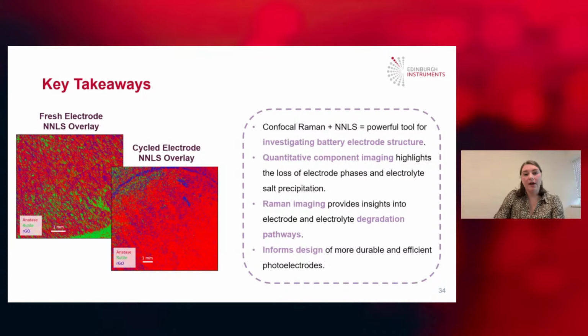So overall, the Raman, along with the chemometric analysis, was a powerful tool for investigating the electrode structure. It also highlighted the loss of electrode phase, as well as the electrolyte salt precipitation. This shows that Raman can be really useful to show degradation of both the electrode and the electrolyte pathways. And carrying out this can then inform the design of a more durable and efficient photoelectrode.